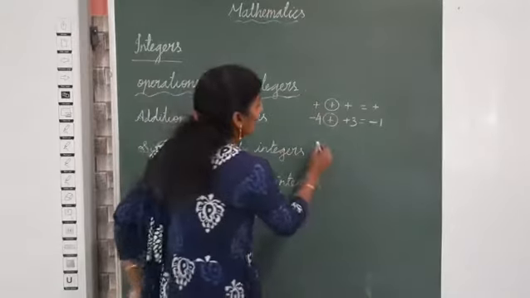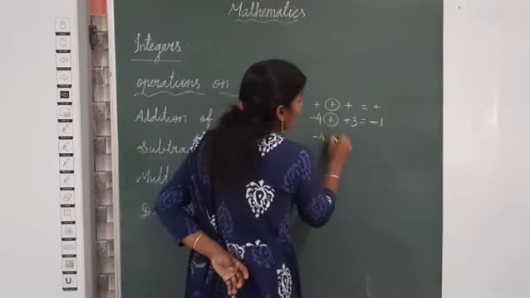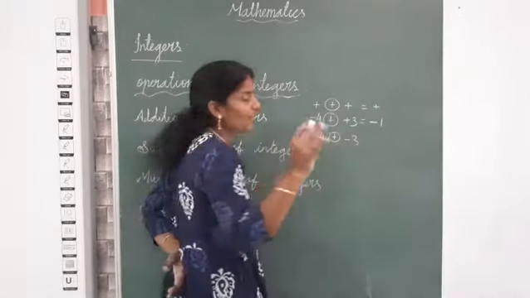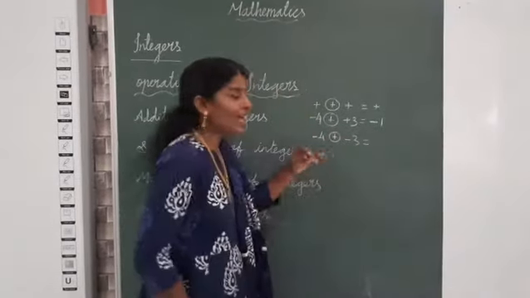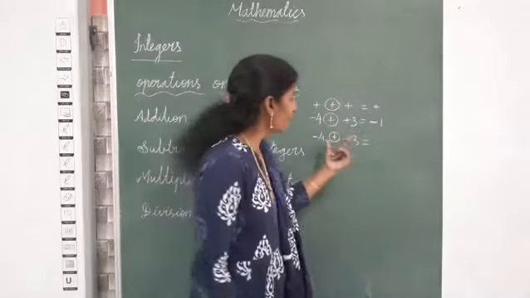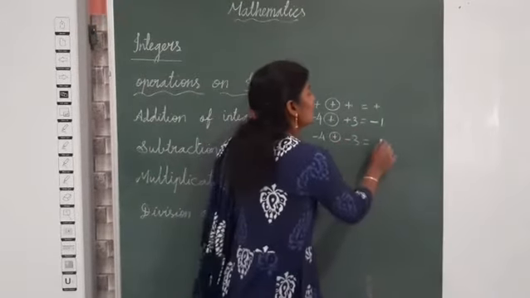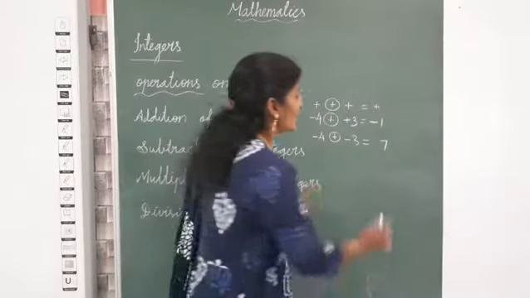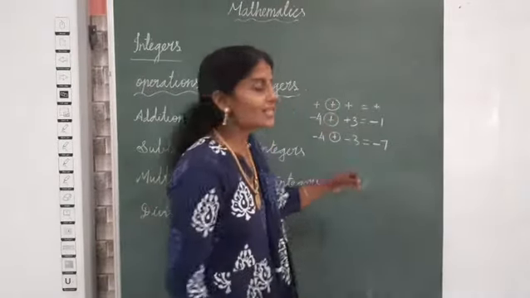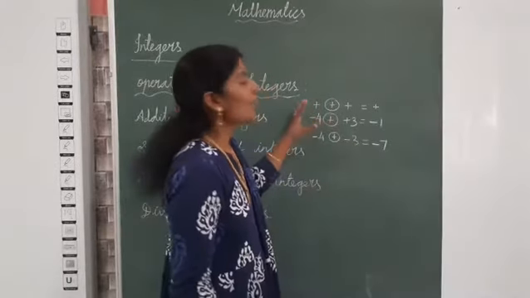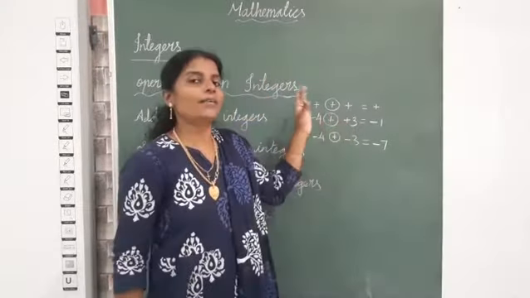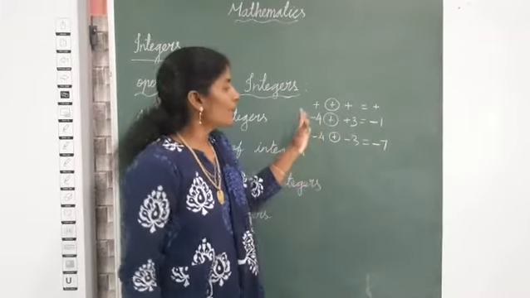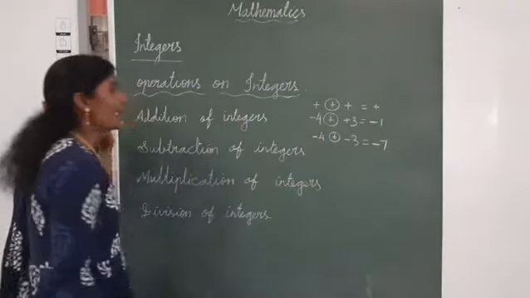Now suppose minus 4 plus minus 3. Same sign means we can add. No need to subtract, we add because the sign is the same. 4 plus 3 is equal to 7, and the sign is minus. So we write minus 7 as the answer. Same sign means we add with the same sign, where different sign means big number minus small number with the big number's sign. This is the addition of integers.